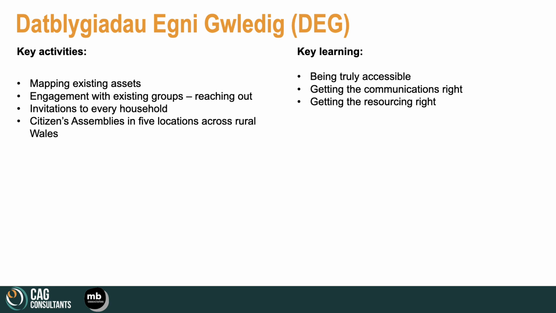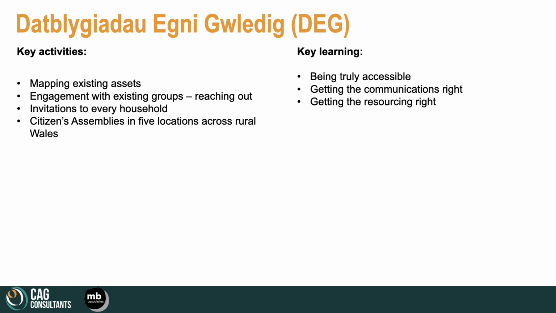The assemblies were all set up as hybrid events, being face-to-face and online, to allow people who cannot leave their homes to attend as well. They did a special reach out to young people because they'd struggled to engage with 16 to 25-year-olds. So they did particular work with sixth forms and colleges and were going into schools to do assemblies.